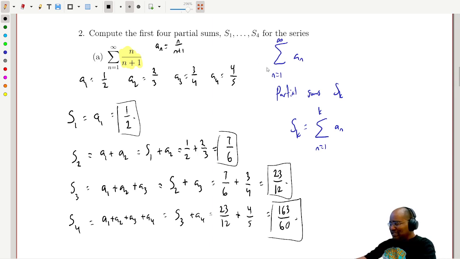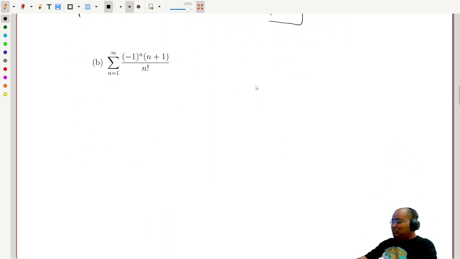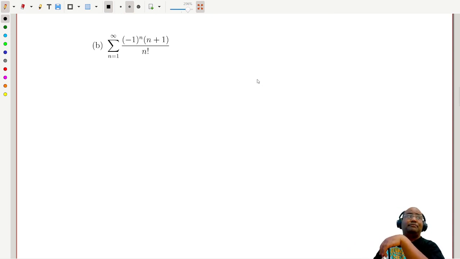Let's take a look at another one. This one looks a little complicated: negative 1 to the n times n plus 1, all over n factorial. So that n factorial is there, and we have to remember what the factorial is.